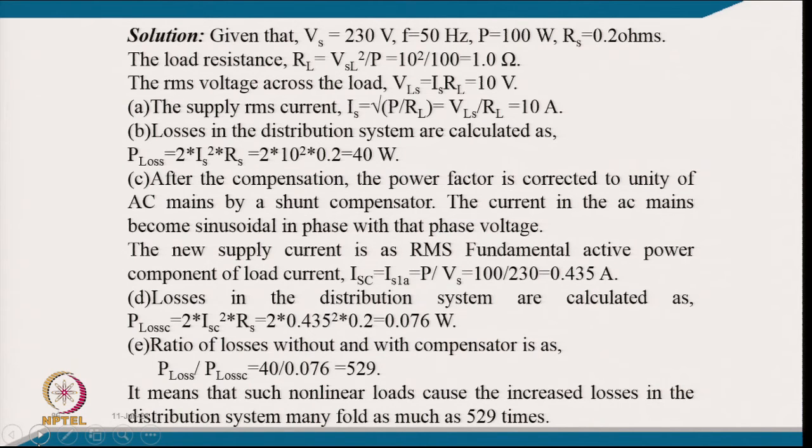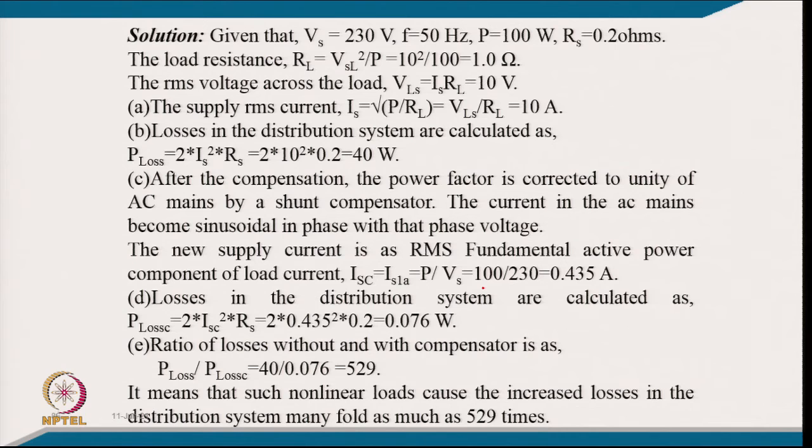So, without the compensation the load is 100 watt, but the losses are 40 watt because of this non sinusoidal current. After the compensation, the power factor is corrected to unity at the AC mains by a shunt compensator, and the AC mains current becomes sinusoidal and in phase with the phase voltage. So, the new supply current is the RMS fundamental active component of current, that is Is equal to Is1 equal to P upon Vs, that is 100 watt, the load power, divided by 230. So, the current is only 0.435 ampere.